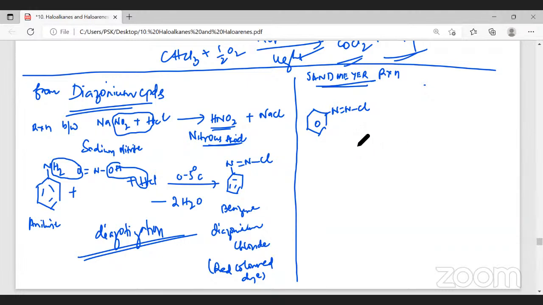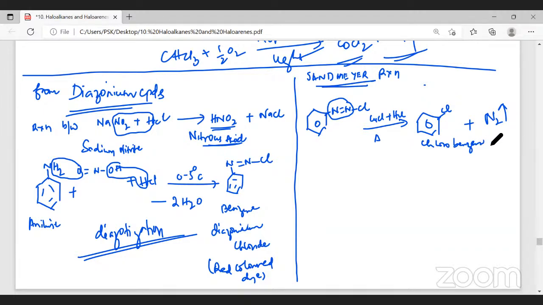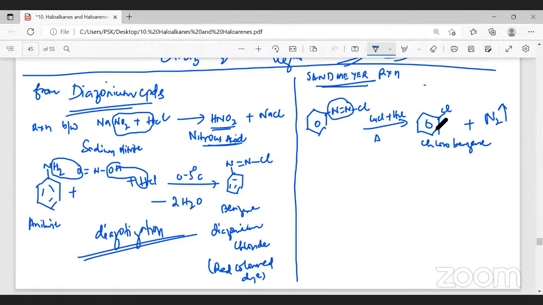This benzene diazonium chloride, when heated with cuprous chloride and HCl, will decompose and give you nitrogen gas. What else is left out? You have a benzene ring and you have Cl. This is called chlorobenzene. Is chlorobenzene a haloarene? Yes, sir.